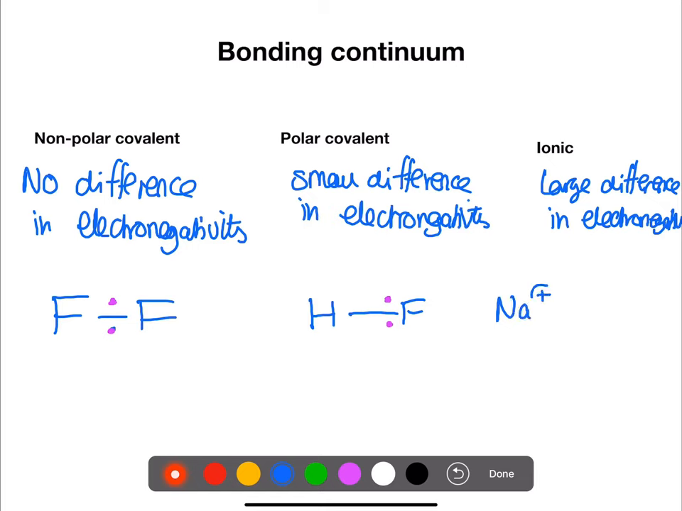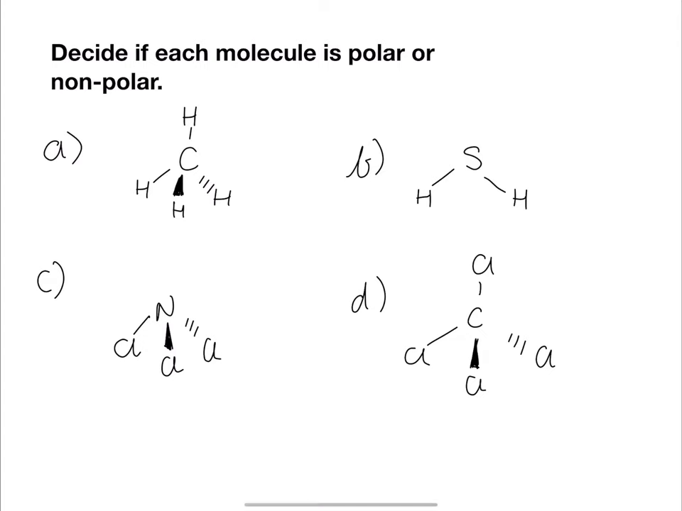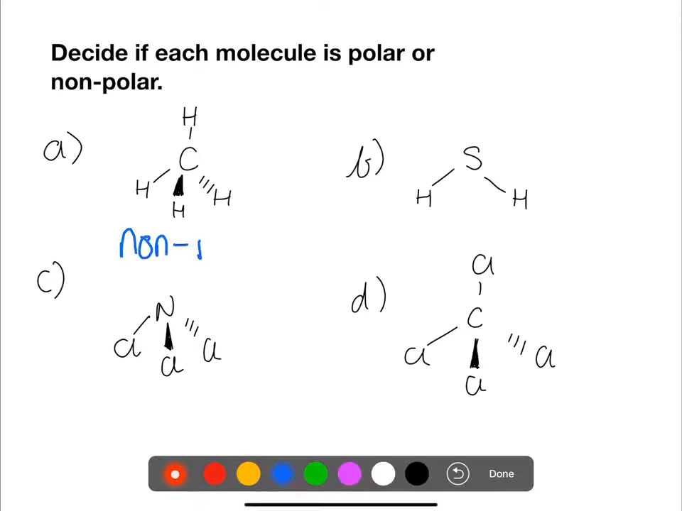So this would be where we have ions formed and the electrons are transferred completely, such as the case of sodium fluoride. Pause the video now and decide if each molecule would be described as polar or non-polar. So in the first example, we have CH4. There is a tiny difference in electronegativity between carbon and hydrogen, but it's often regarded as a non-polar bond. This is also a symmetrical molecule, and therefore, even with the small difference in electronegativity, this molecule would be non-polar.